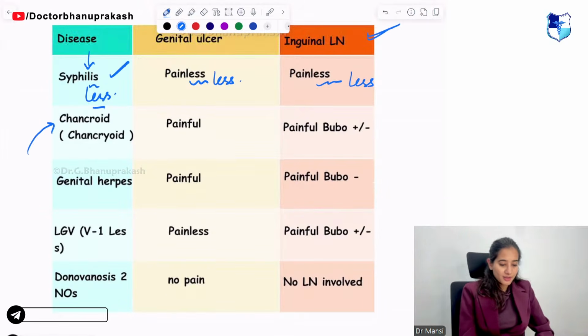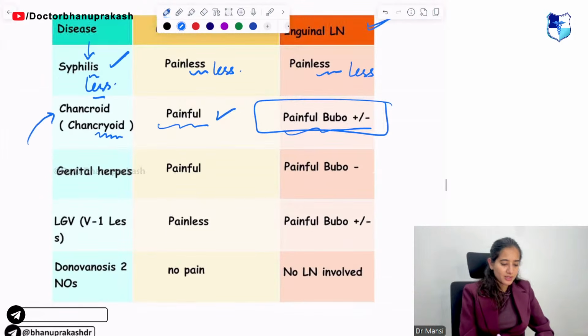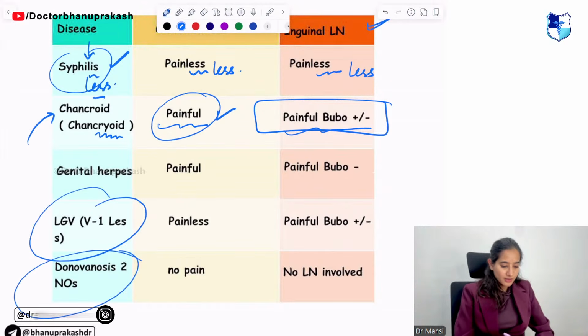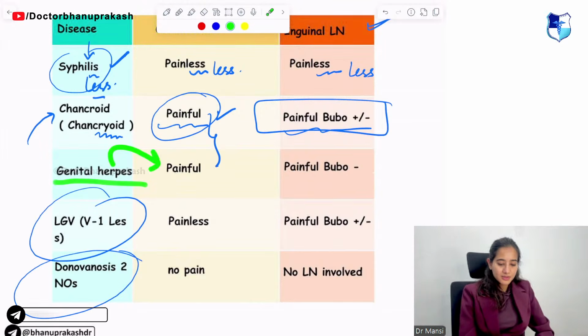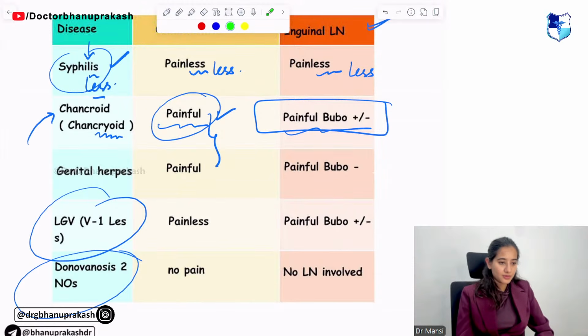Then you have chancroid. Okay, cry. You just cry because you have a painful ulcer and a painful bubo, which can be there, cannot be there. So at least in chancroid, you have to remember it is painful. So if it is coming painless, no worries. You can think of either syphilis or donovanosis or LGV. Okay, but then genital herpes, very classically, you'll be able to distinguish. So if painful is coming, then you have to just make a differential between either chancroid or genital herpes, right? So chancroid is also painful and genital herpes is also painful. But in genital herpes, the bubo is not painful. So that is what there.